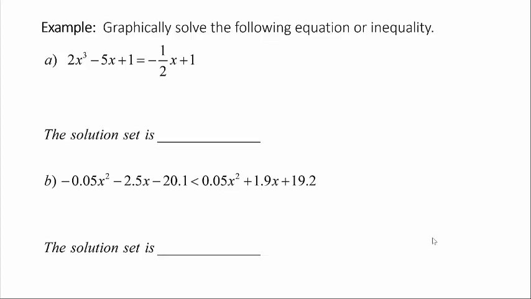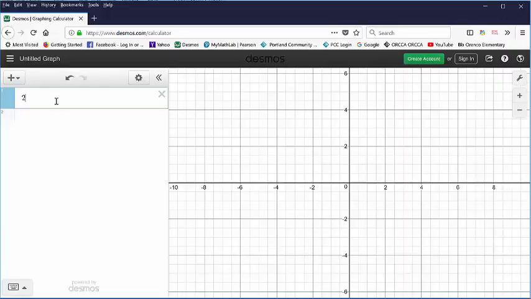In this example, we're going to graphically solve an equation and also an inequality, and we're going to do so using technology. So the first task we have is to solve the equation 2x cubed minus 5x plus 1 equal to negative 1/2 x plus 1. Okay, so I'm going to go to Desmos, and I'm going to enter the equation given.